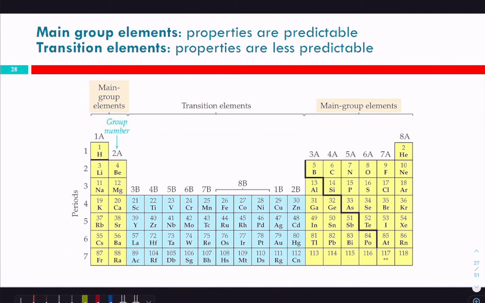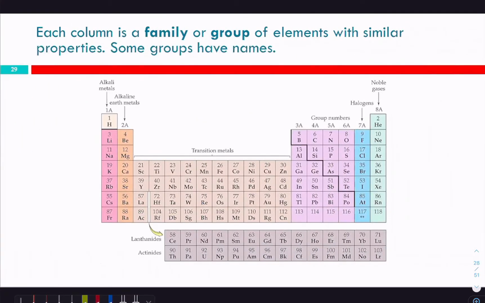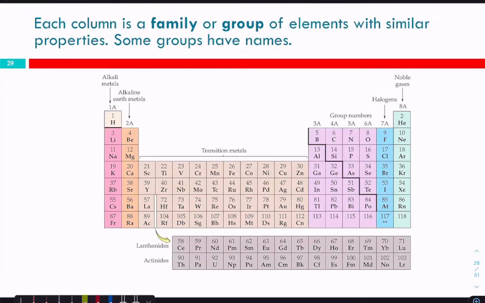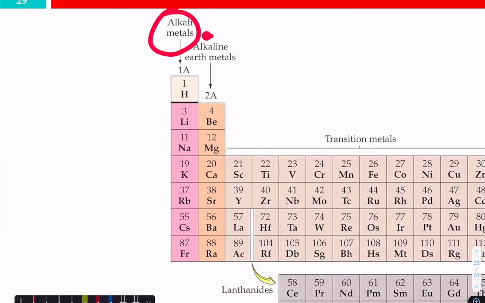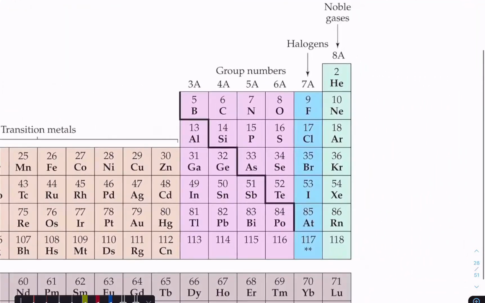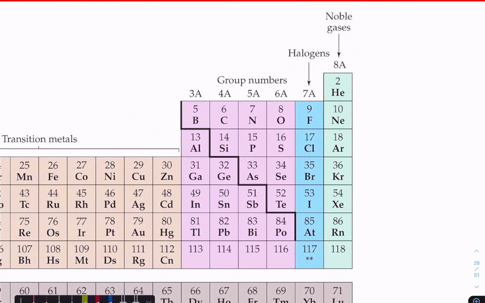For the main group elements, properties are fairly predictable and are going to be mostly based on what column they're in, what group they're in. So then this is taking that categorization, we can break the main group elements into further smaller categories. Those are on the left side of the periodic table, the alkali metals and the alkaline earth metals, which are just names for elements in the same group which have similar properties. And then on the right side, there are the halogens and the noble gases.